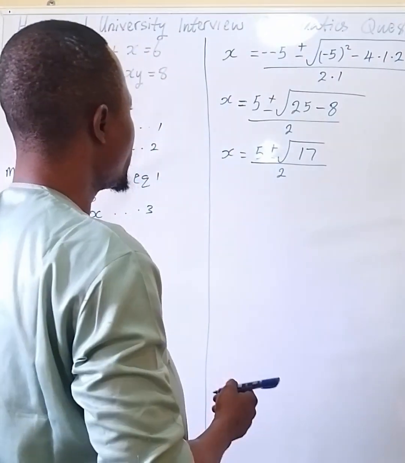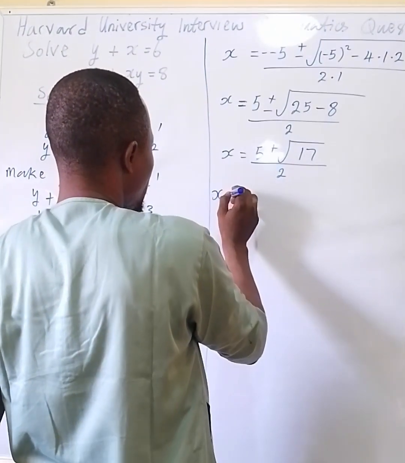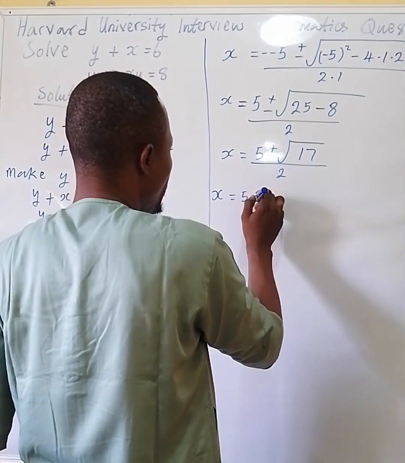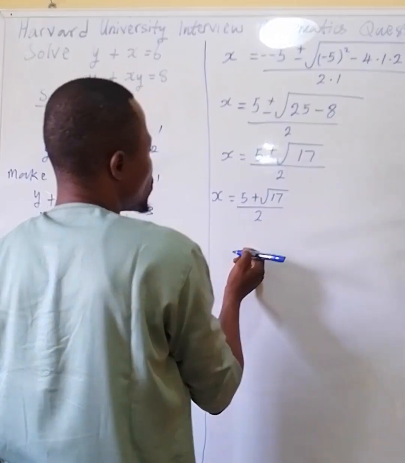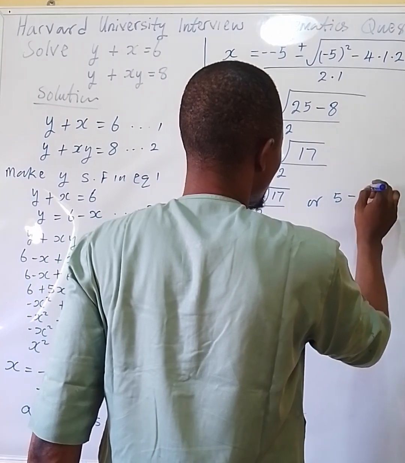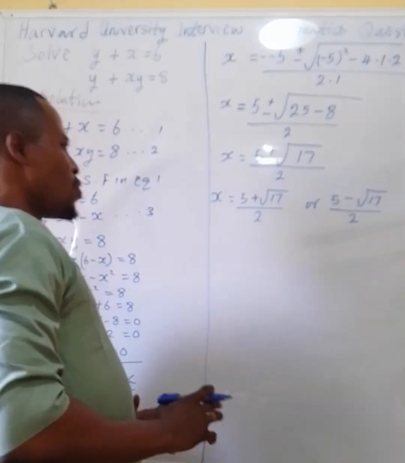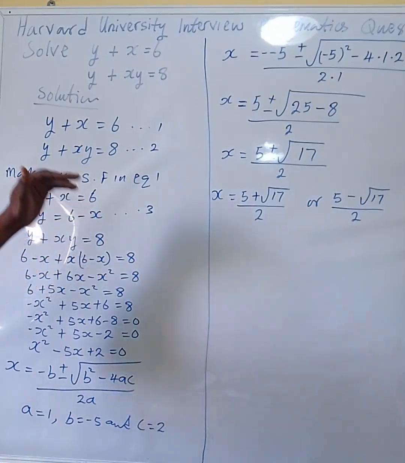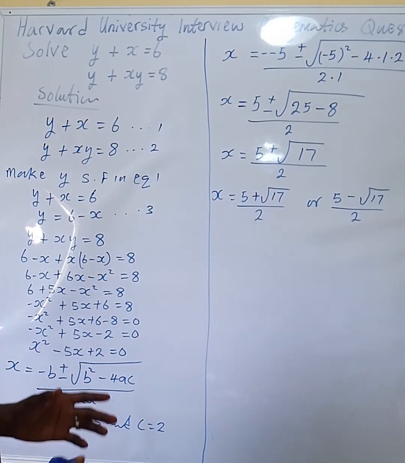So now this is the value of our x. x equals 5, and we have plus or minus, so the first one will be 5 plus the square root of 17 over 2, or 5 minus the square root of 17 over 2. So that's the value of our x now. From there, when you look at it, we have x and y in the equation. We have gotten the value for x, and we will now look for how to get the value for y.